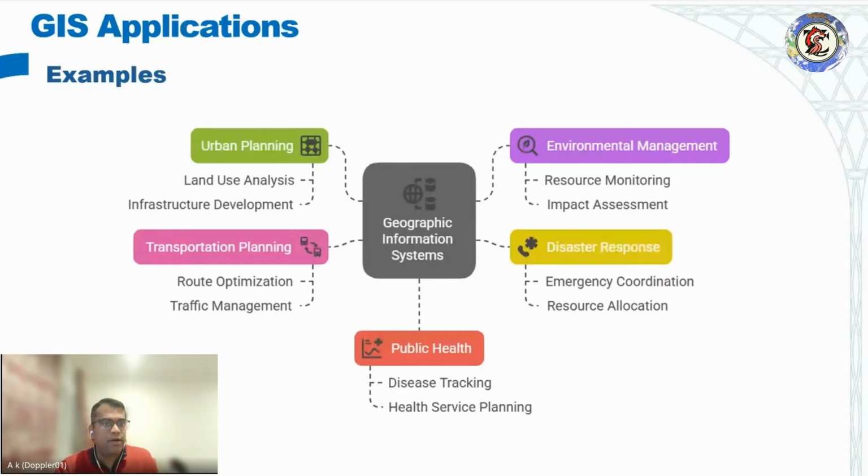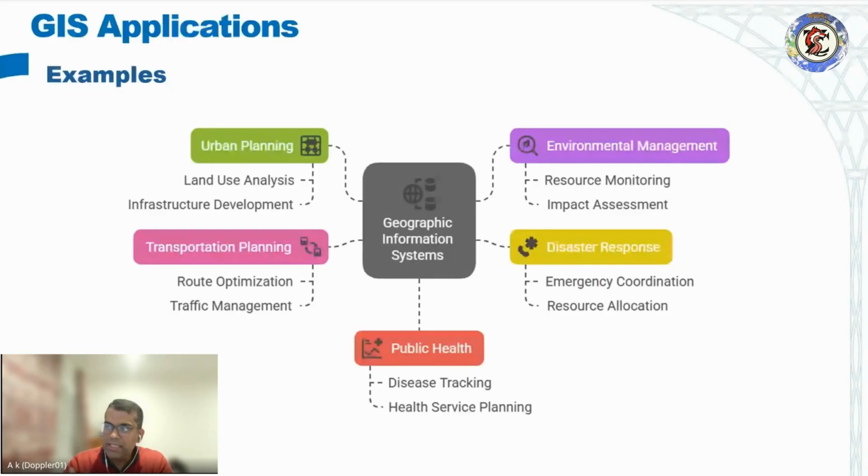Transport planning, as I said, route optimization, traffic management, Google Maps is the best example. Urban planning, when the government decides they want to establish a new town or new locality, they extensively use urban planning and land use analysis, like how the land will be utilized, where the facilities will be, and so on. One good example is the new Navi Mumbai airport, which used a lot of GIS in terms of planning and other things.